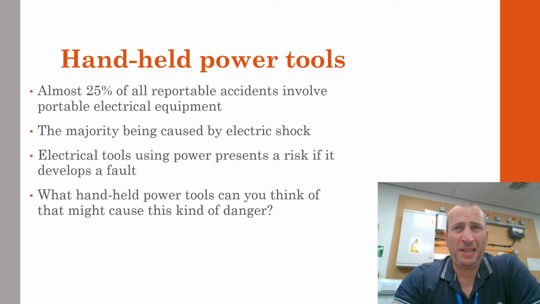Almost 25% of reportable accidents on site involve portable electrical equipment. Most of these injuries have been caused by electric shock. It is often required that portable appliances are tested once a year. This is called PAT testing. Each appliance is given a label to say that it is safe to use. This does not mean that it should not be checked again before each use. Portable appliances present an electrical hazard when the lead or casing is damaged or if the plug is not fitted properly.